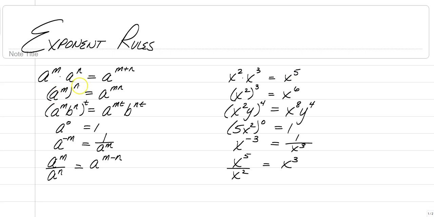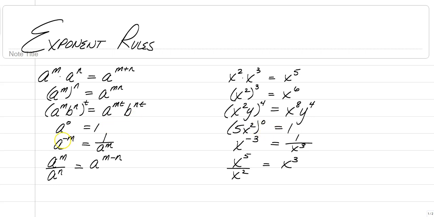When you raise an exponent to another exponent, you multiply those. So x squared to the third power would be x to the sixth. If you have multiple terms inside of parentheses raised to an exponent, but I want you to make special note, there's no plus or minus sign in between them, then you raise both of them to that exponent and multiply. So x squared times 4 is x to the 8th, y to the first times 4 is y to the 4th. Anything raised to 0 is 1.